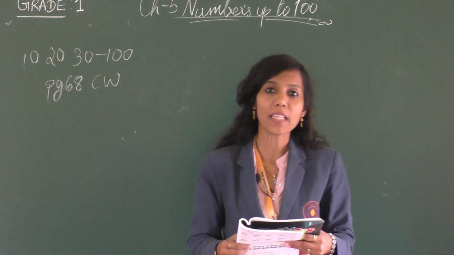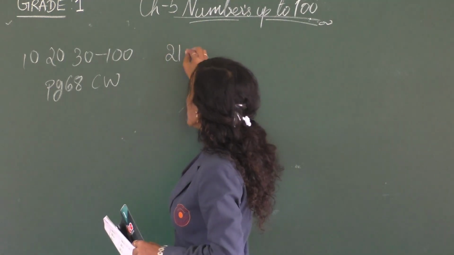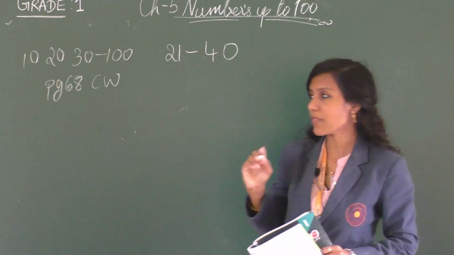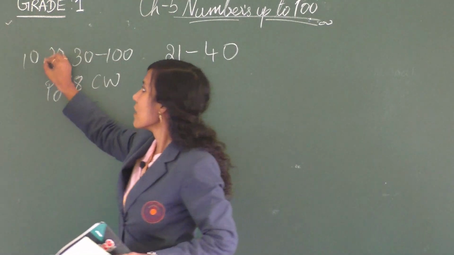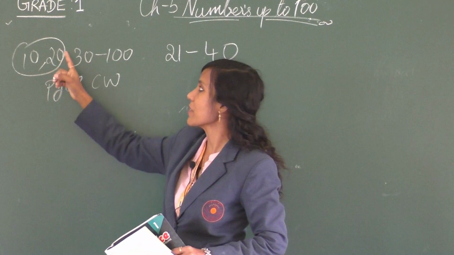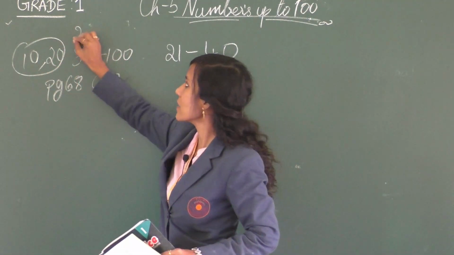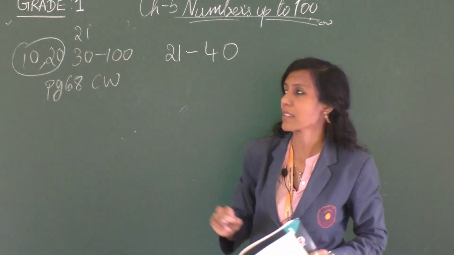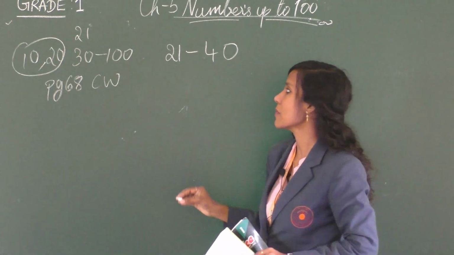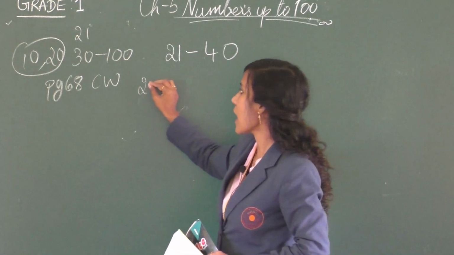Numbers from 21 till 40. So now we are doing numbers from 21 till 40. Till 20 we finished in our first chapter. In the fifth chapter we started from 21 till 100. So now we will do one part, that is 21 till 40. Here after 20, 21, how do you write?